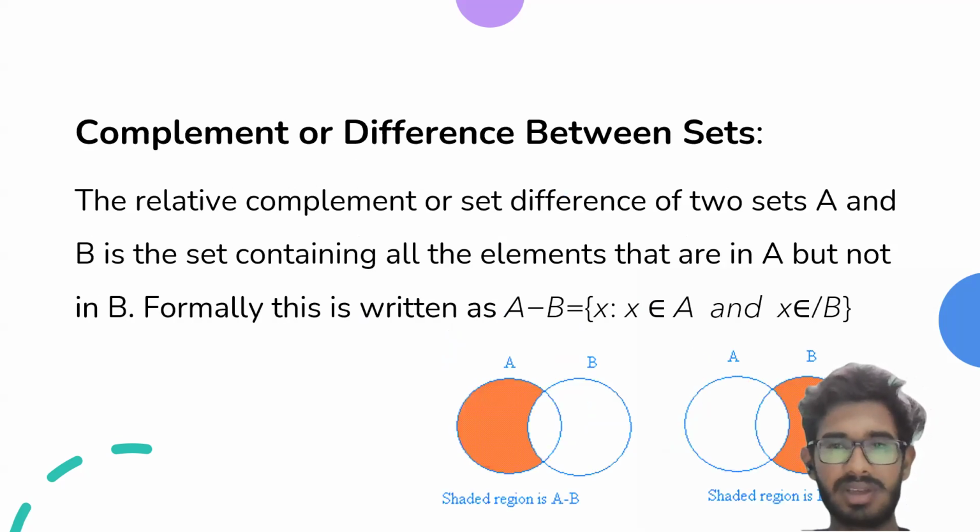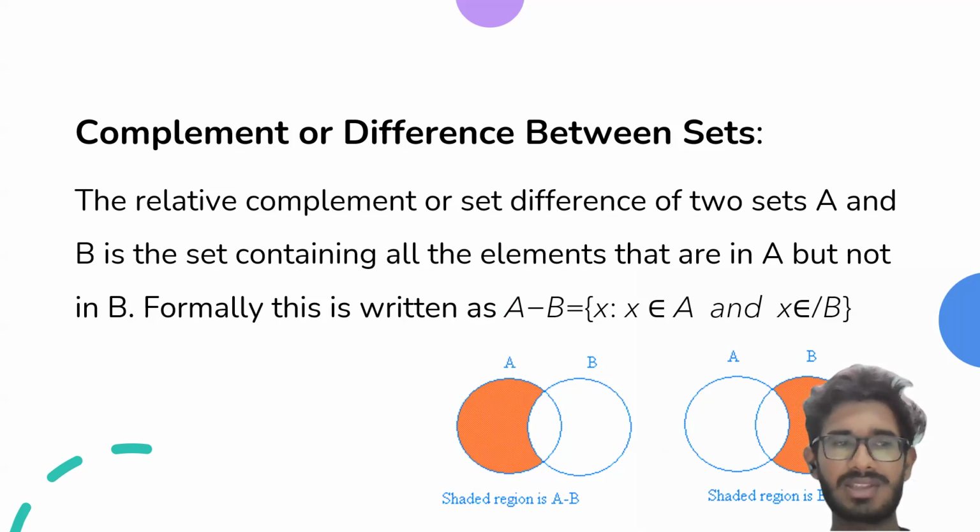Complement or difference between sets. The relative complement or set difference of two sets A and B is the set containing all the elements that are in A but not in B. Formally, it is written as A minus B, or it can also be written as B minus A. As we can see below in the figure, the difference removes the elements present in B from A, and similarly, it removes the elements present in A from B.